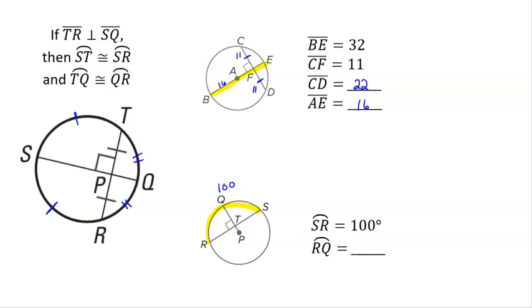And then if we have this radius perpendicular to this chord, that means this piece is congruent to this piece, which means this arc is going to be congruent to this arc. And if both of these arcs add up to 100, that means that RQ is going to be 50, and then QS is also going to be 50, and then they add up to make that 100 for RQS.